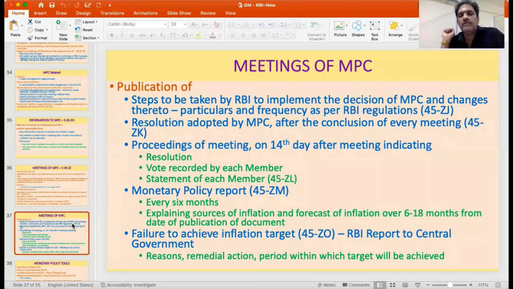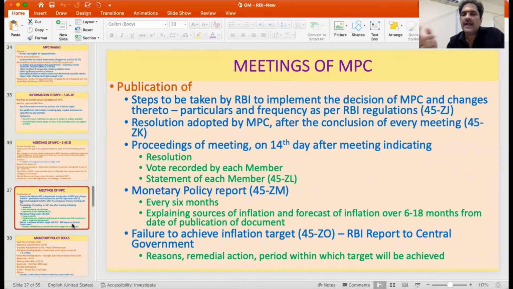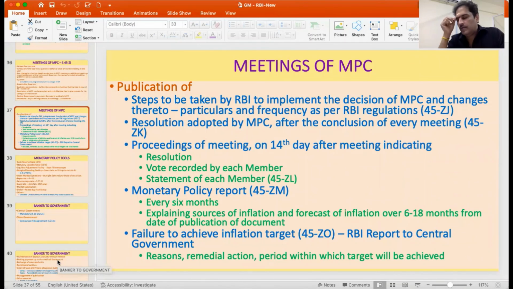Then apart from this, there is a monetary policy report which is supposed to be given. The other important mechanism of ensuring accountability and transparency is that the band of inflation that is supposed to be maintained is between 2 to 6%, with the target being 4%. So if it overshoots 6% and continues to be so for 3 quarters, or it is below 2% and continues to be so for 3 continuous quarters, then RBI is supposed to give a report to central government about why they were not in a position to maintain the inflation within the band, what remedial action they propose to take, and the period within which they are going to achieve the target. So this mechanism is going to ensure transparency and accountability insofar as monetary policy operation is concerned.